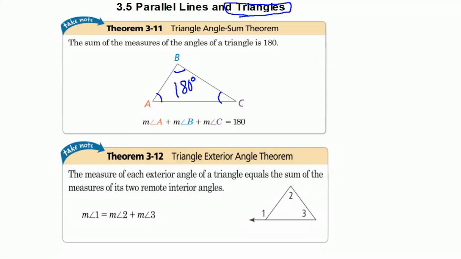The measure of each exterior angle of a triangle equals the sum of the measures of its two remote interior angles. What they're saying is if I look at angle 1, that'll equal the two angles that are on the inside on the opposite end of where that angle is, those remote ones. So it states that angle 1 will equal angle 2 plus angle 3. So we're going to use both these theorems to solve problems.